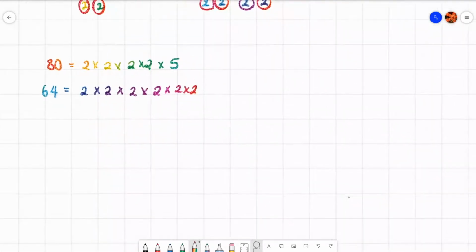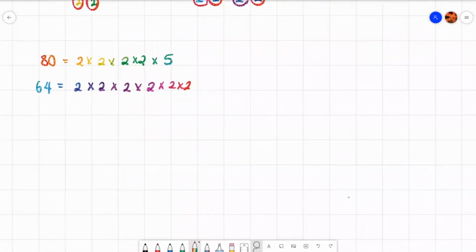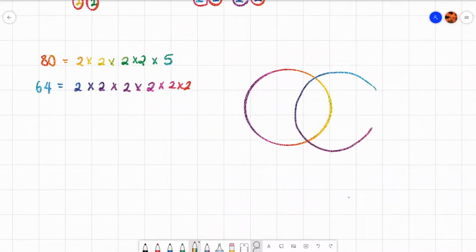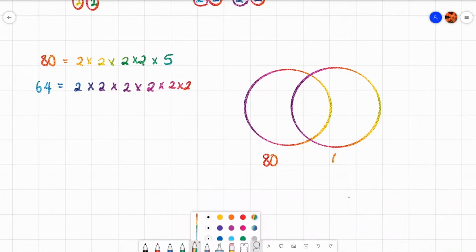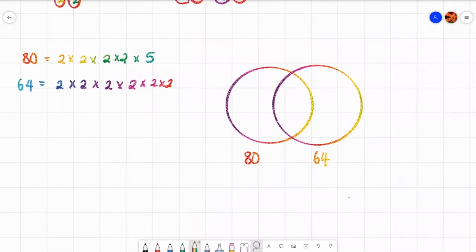Okay. You then draw yourself a Venn diagram. So we need two circles because we've got two numbers. That's my first circle and that's my second circle. This circle here is for the number 80. This circle here is for the number 64. Okay, now we just need to put numbers in this Venn diagram.